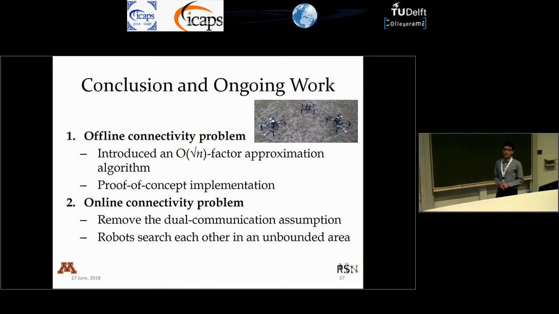And as part of our ongoing work, we are studying the online version of this problem, where the robots will have only 1 mode of communication. So here we are removing the dual communication assumption, and in the absence of a central station or a leader robot to compute the final configuration, the robots will need to search for each other. So the robots will need to perform spiral-like space-filling movement patterns to find their peer robots. So we are still actively studying this version of the problem.